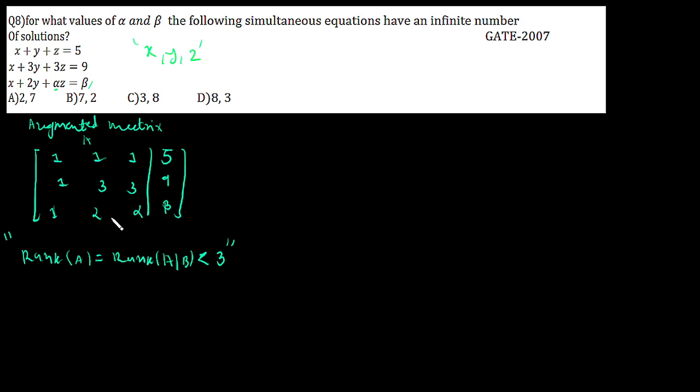So now what we have to do is reduce this matrix, and choose the values of alpha and beta such that this matrix is rank deficient. In other words, it may have a deficiency of 1 or 2, but at least a deficiency of 1 is required for infinite solutions.